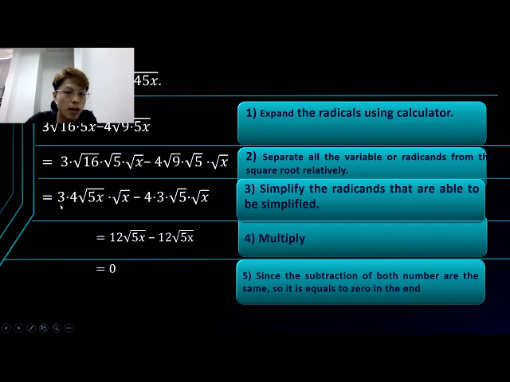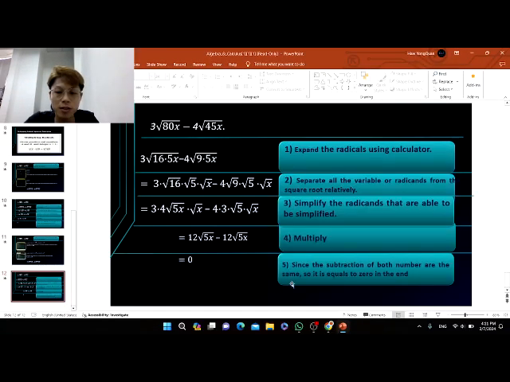So we just simplify this with the square root of 16, so we get 4. So in the next step we get 3 multiplied by 4 square root 5x. Sorry, there's a typo.